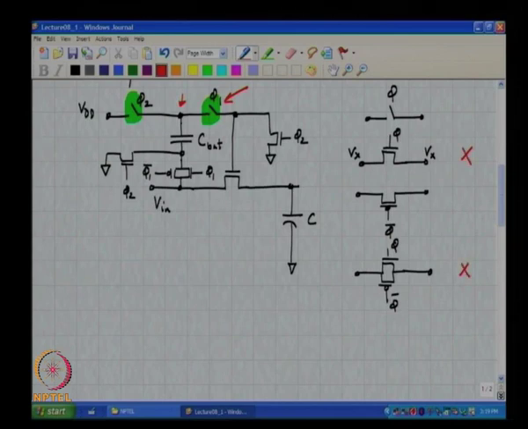The only possibility left seems to be the PMOS transistor, and definitely the voltage is high. So, it seems like a PMOS transistor will help. Now, let us replace this with a PMOS transistor and see if it indeed works as expected.